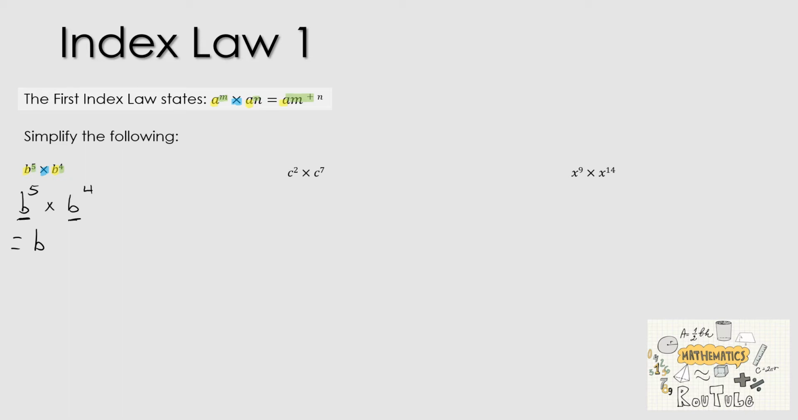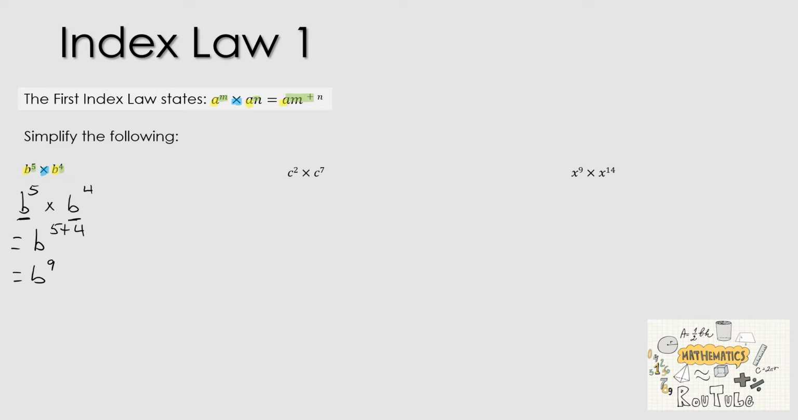So it becomes b to the power of 5 plus 4, and we can all do that, which then becomes b to the power of 9. So there's your first go at index law 1, and there's our final answer. b to the power of 9 is a simplified version of b to the power of 5 times b to the power of 4.